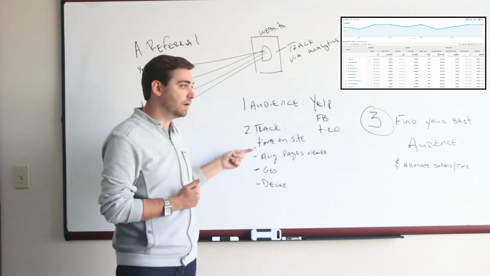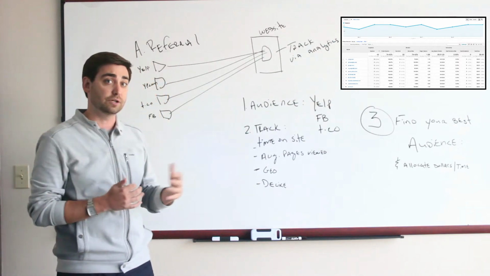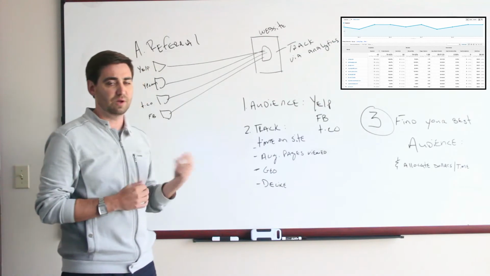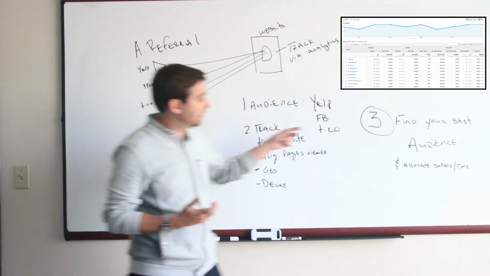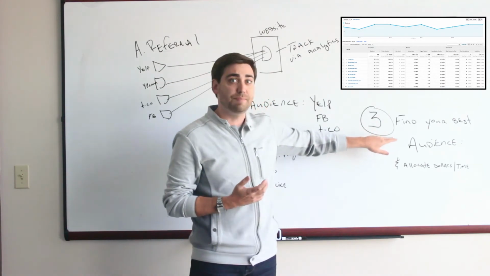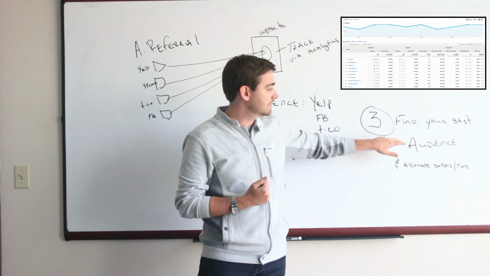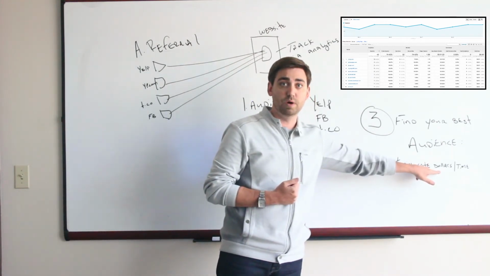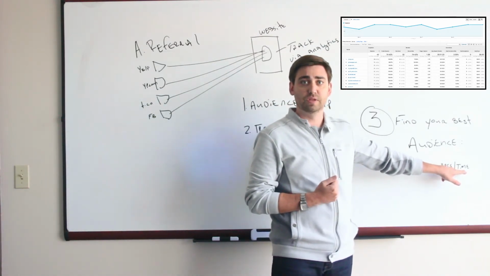From there, what are they doing on your website? When they get to your website, are they looking at your services and your contact page, or are they just going to the home page and dipping out after 4 seconds? From there, we can find our best audience. And what we want to do with this best audience is allocate either the dollars that you're spending from one place to this, or the time allotted that you're spending with these.